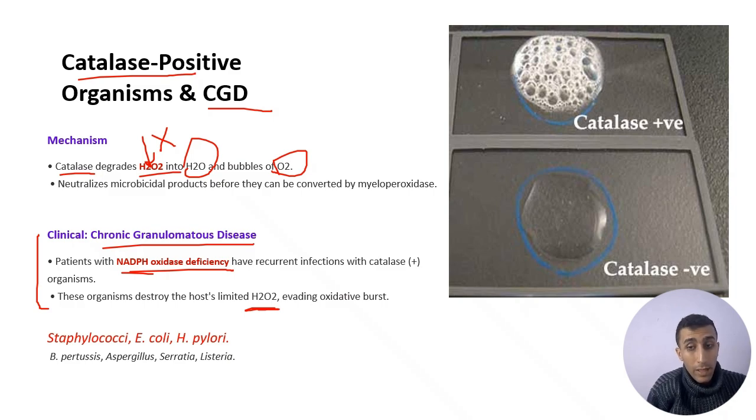So the catalase positive organisms are pretty dangerous here, such as Staphylococci, E. coli, and H. pylori. So you may find in a vignette of a question people who have chronic granulomatous disease, having recurrent infection with staphylococci, E. coli, or H. pylori, because these organisms are catalase positive. These people have limited H2O2 because they have NADPH oxidase deficiency. So this is about catalase positive organisms and their association with chronic granulomatous disease.